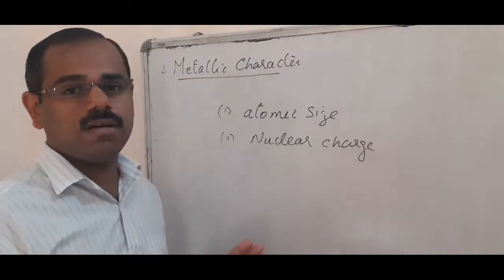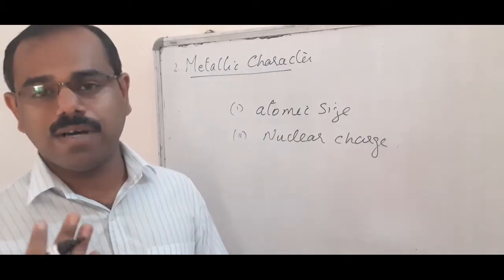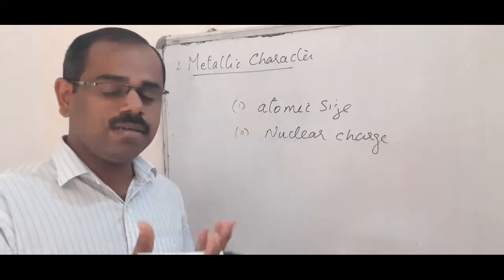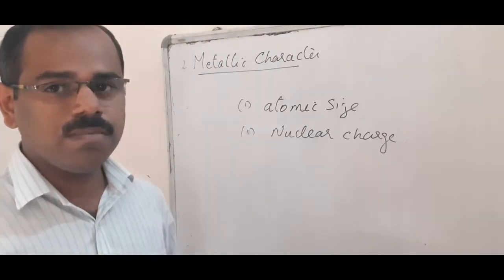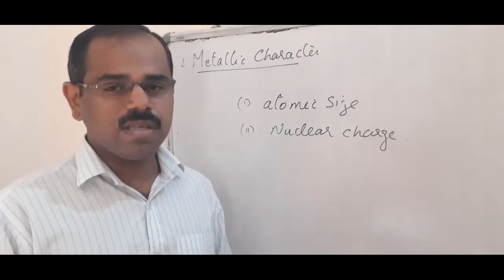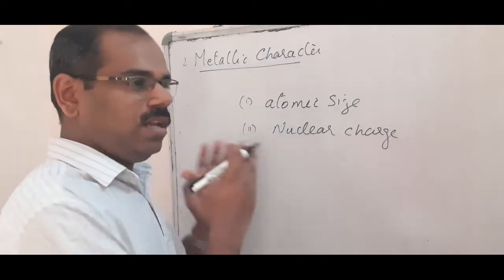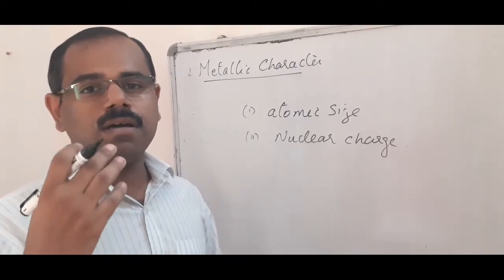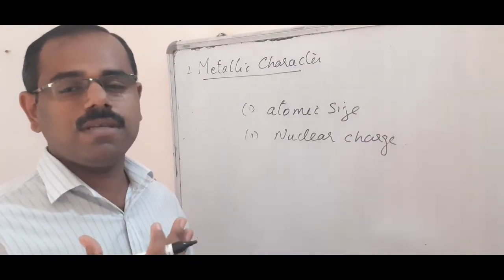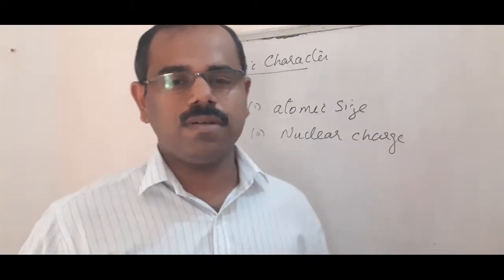And top to bottom of a group, since the atom loses electrons faster, we say metallic character increases from top to bottom. So hope it is clear? Top to bottom, metallic character increases as atomic size increases and nuclear pulling is weaker. And left to right, since atomic size is getting smaller, the atom cannot lose electrons. So metallic character is getting weaker from left to right.